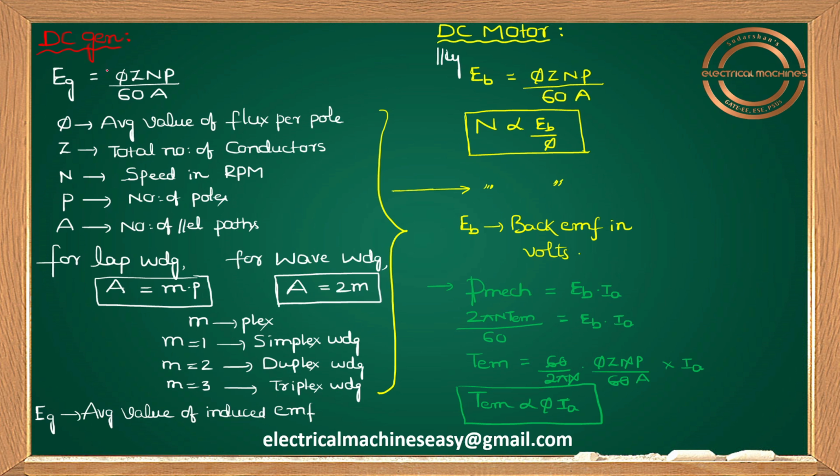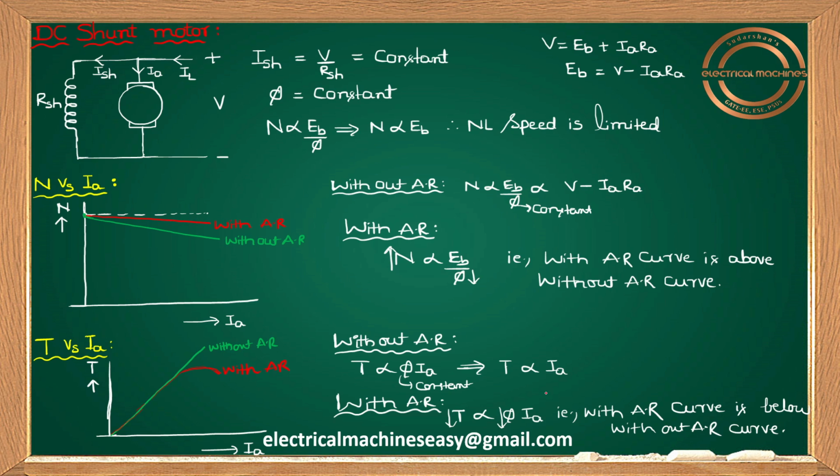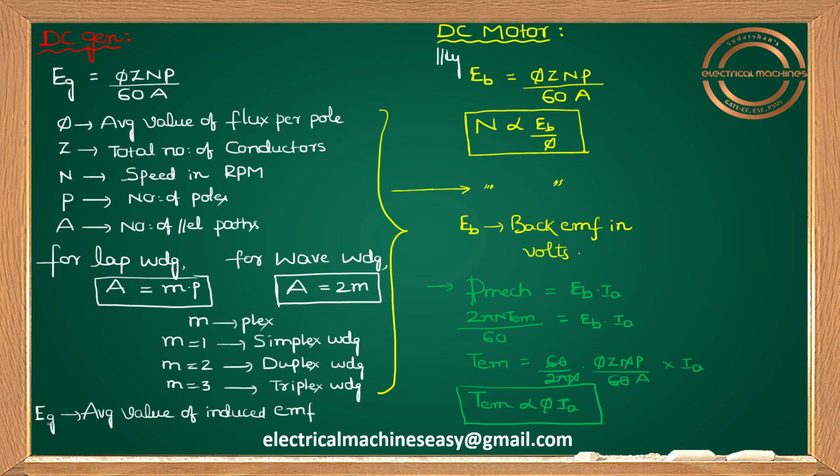So in this session, let us see the EMF equation of a DC generator. In a DC motor also, because of generator action, some EMF will be induced. That EMF can be called back EMF. Let us see the relation between the speed of the motor, back EMF and flux. Similarly, let me see the relation between electromagnetic torque and Ia. In addition to this, let me start the characteristics of DC motors. First of all, the EMF equation of a DC generator.